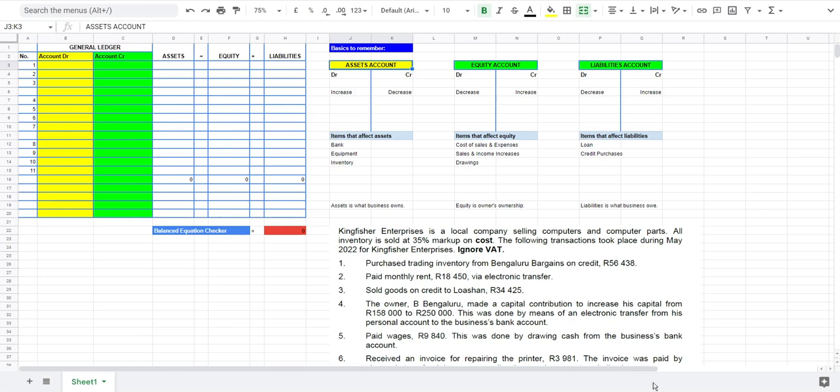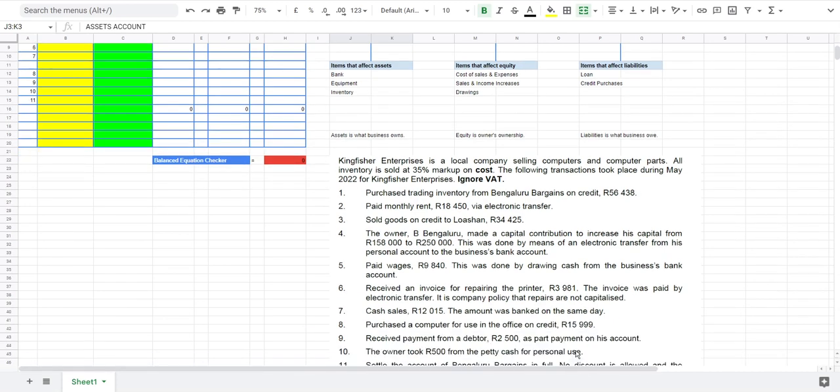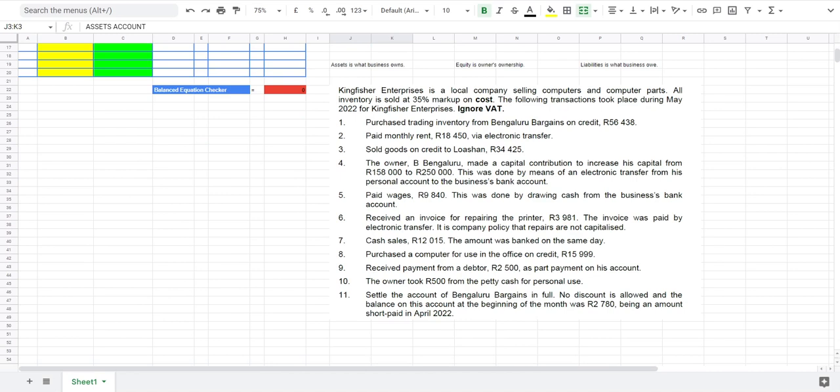The information says Kingfisher Enterprises is a local company selling computers and computer parts. All inventory is sold at 35% markup on cost. This means if you buy something for 10,000, you're going to add 35% on top when you sell it. That's what 35% markup on cost means. The following transactions took place during May 2022 for Kingfisher Enterprises.